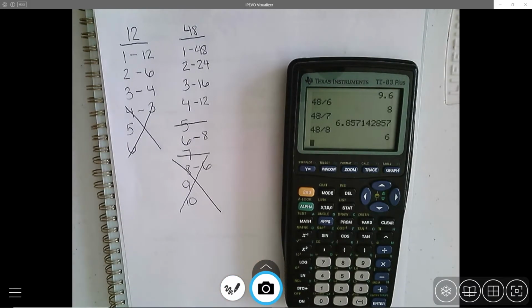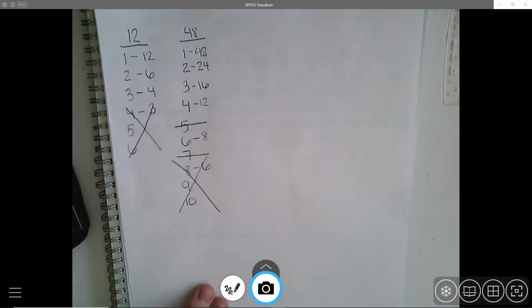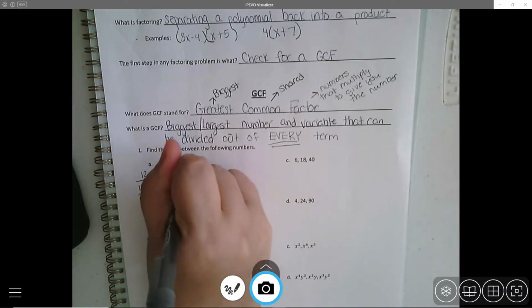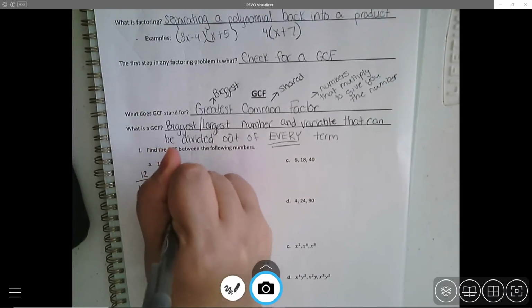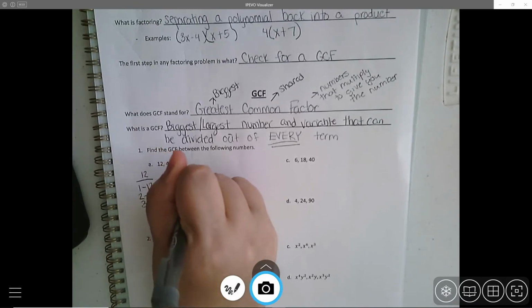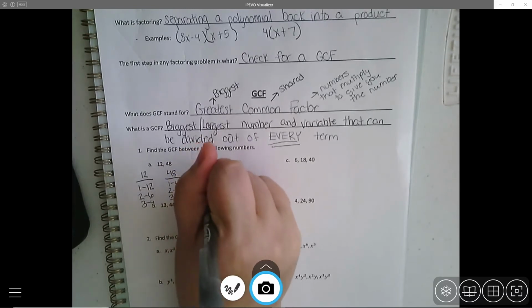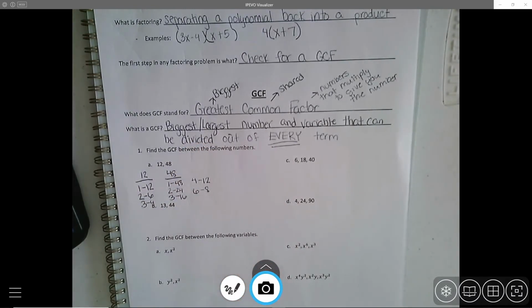Now you have written out all your factors. So I could go here and look and say 48 has 1 and 48, 2 and 24, 3 and 16, 4 and 12, and 6 and 8. Once you have written all your factors, your greatest common factor will be the largest number that they both share.